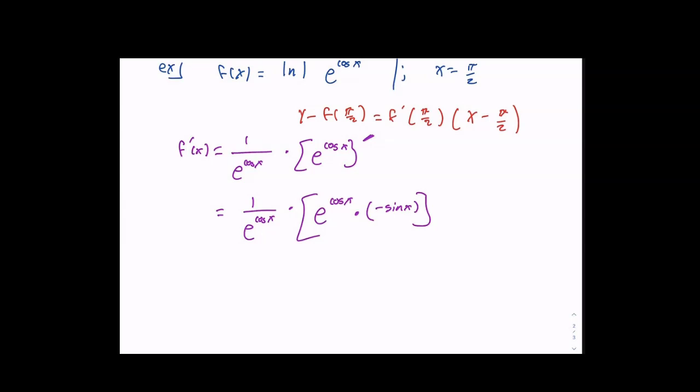What do you notice about the derivative? The e to the cosine of x in the numerator and the denominator, yeah, they cancel out. Perfect. So now f prime of pi over 2 is negative sine of pi over 2.